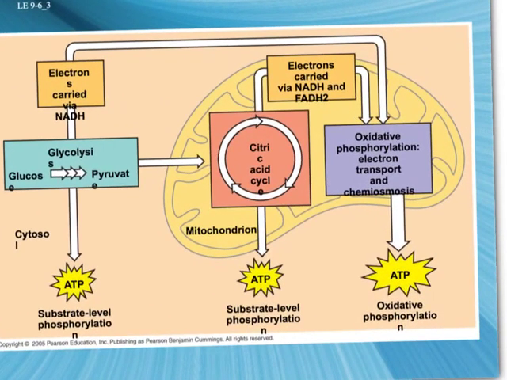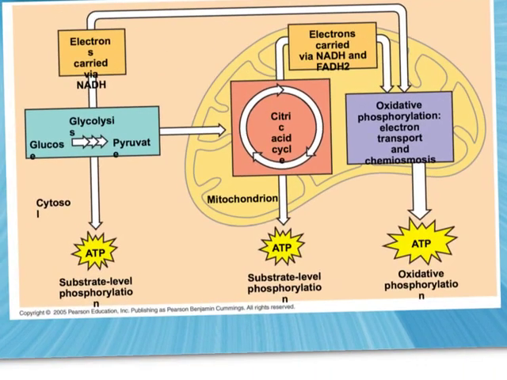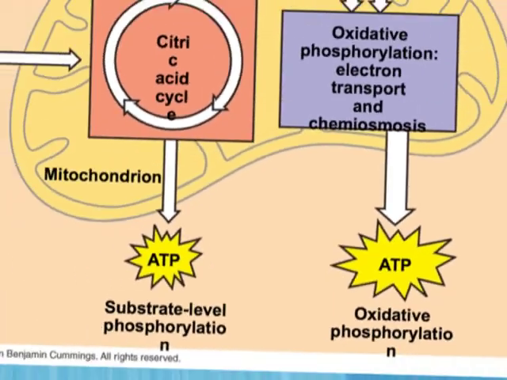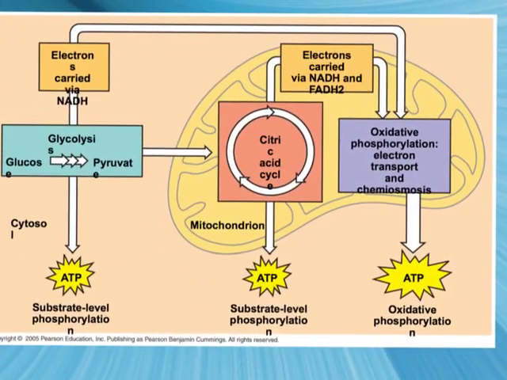The last stage is simply oxidative phosphorylation, the electron transfer stage. This is where most of our ATP is going to be made, and we're going to take the electron carriers from glycolysis and the citric acid cycle and feed them into here to make our ATP.